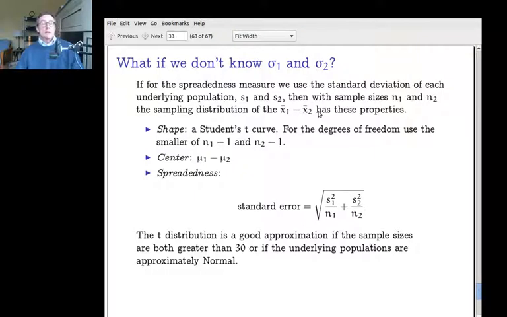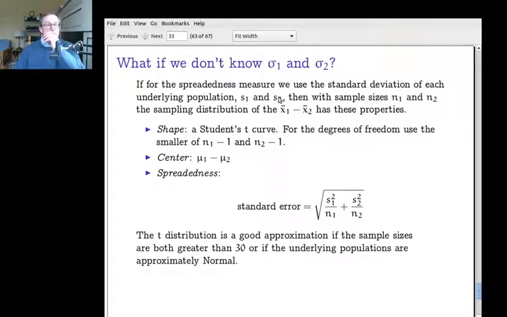We are most typically in a context where not only don't we know mu1 and mu2 and have to get by with x1 bar and x2 bar, the sample averages, but we are also in a context where we don't know the standard deviations either and have to get by with the sample standard deviations.